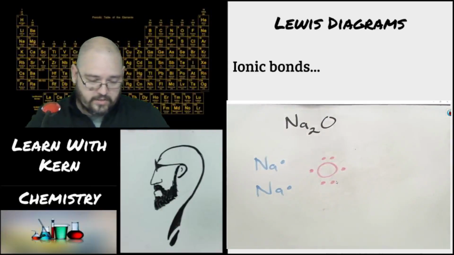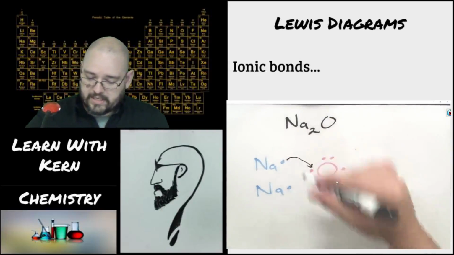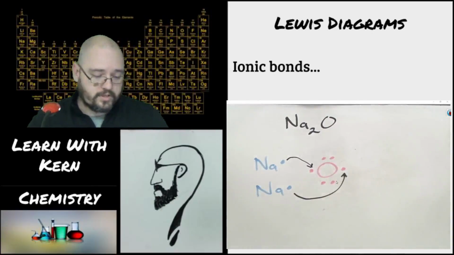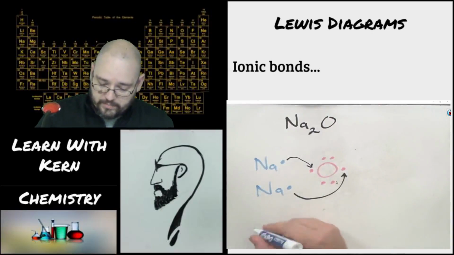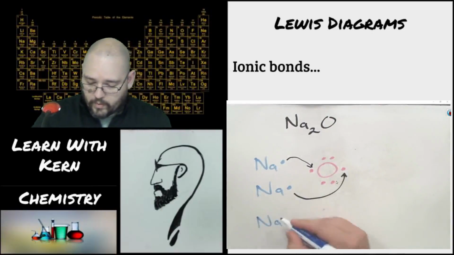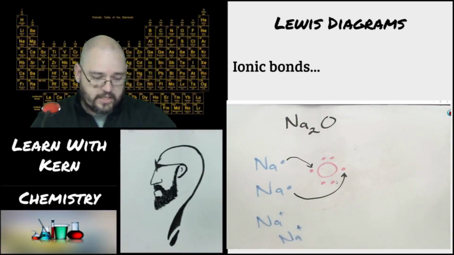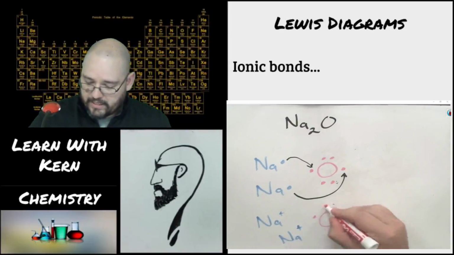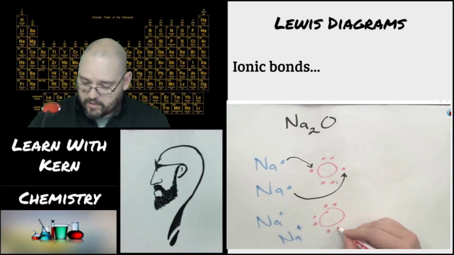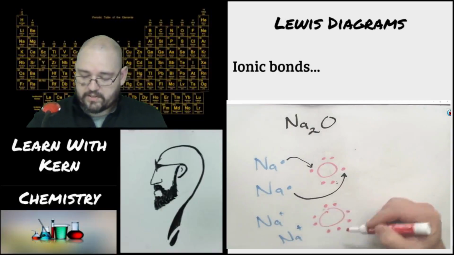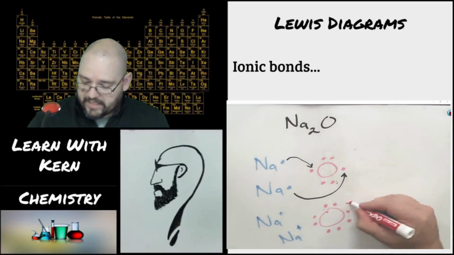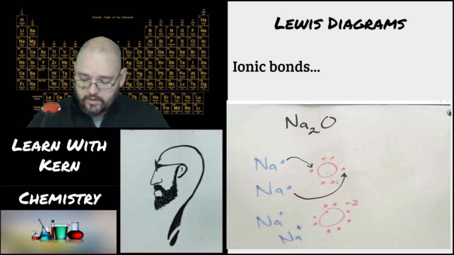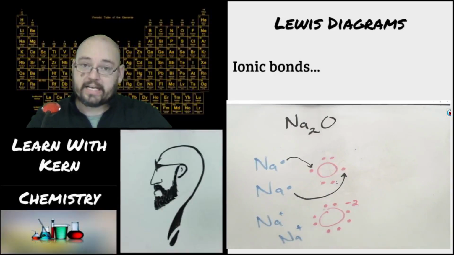All right, and so what's going to happen is each of my sodiums are going to give an electron to oxygen, and that's going to leave my sodium with a plus charge, and this sodium is going to have a plus charge, and then my oxygen is going to have all 8 of its valence electrons because it got 1 from each of the sodiums, and so now it's going to have a -2 charge because it gained 2 electrons, so it's got a -2.